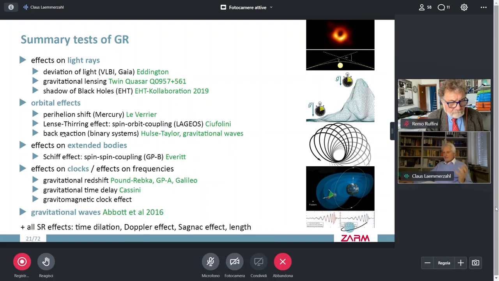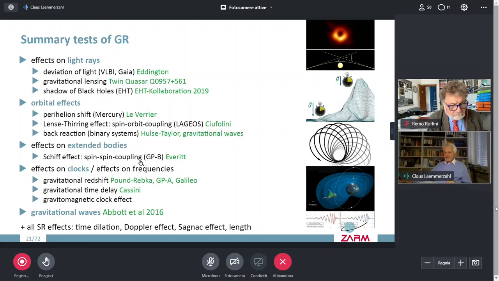And we also have effects on extended bodies. And this is the spin-spin coupling, which plays a role here. In terms of general relativity, this is a gravitomagnetic effect. This lensing effect also is a gravitomagnetic effect. But these are completely different physical methods. This is an orbital effect, and this is a local effect acting on a spinning top. And this has been shown by Gravity Probe.